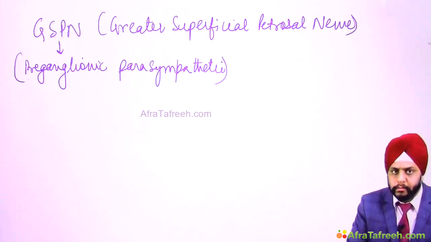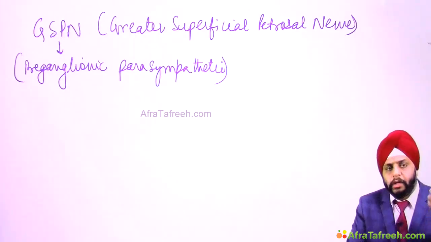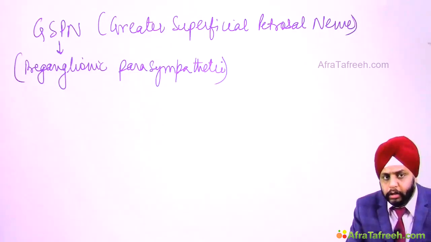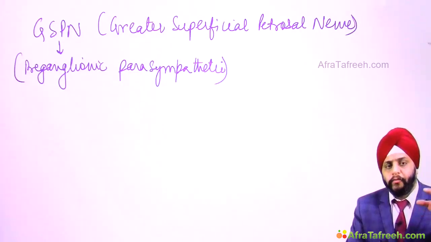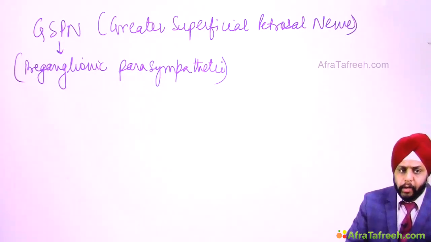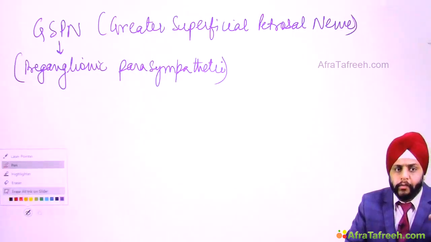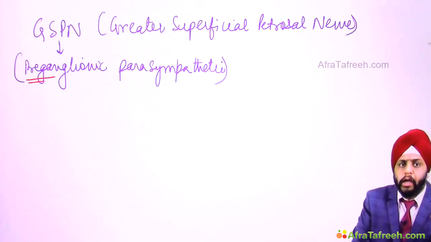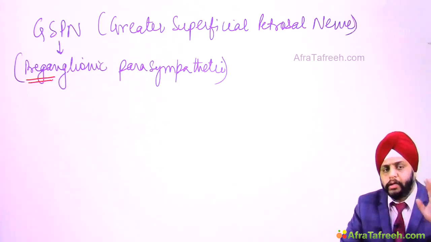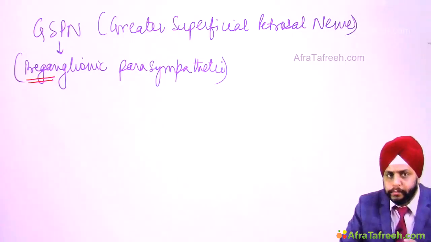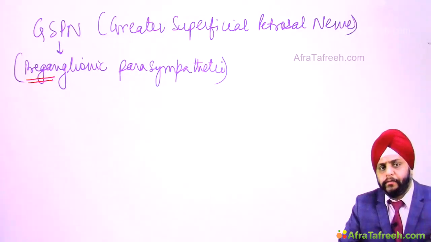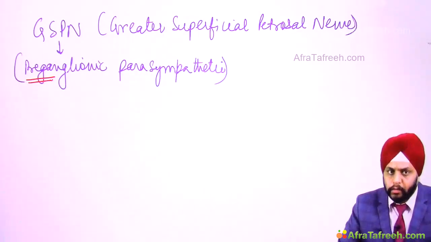Am I right? Listen carefully. This nerve is coming from the ganglion, from the geniculate ganglion. Still I am saying that the fibers are preganglionic. Now why am I saying the fibers are preganglionic? Because these fibers, they do not relay in this geniculate ganglion. Therefore the fibers are still preganglionic. Okay. So now I said the GSPN is the first daughter of the facial nerve.